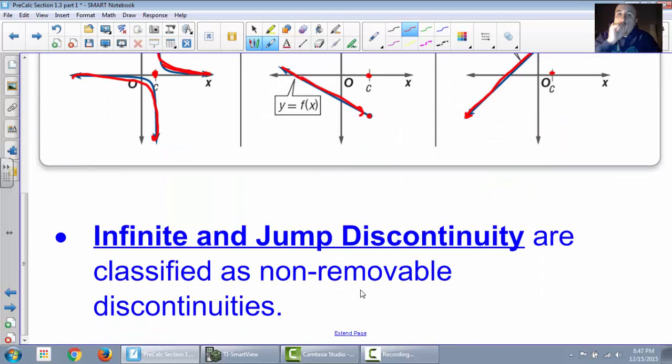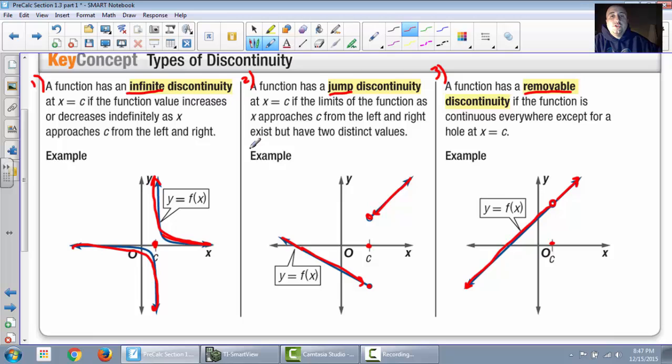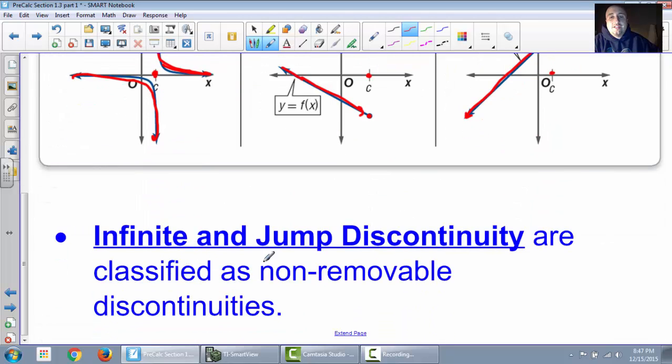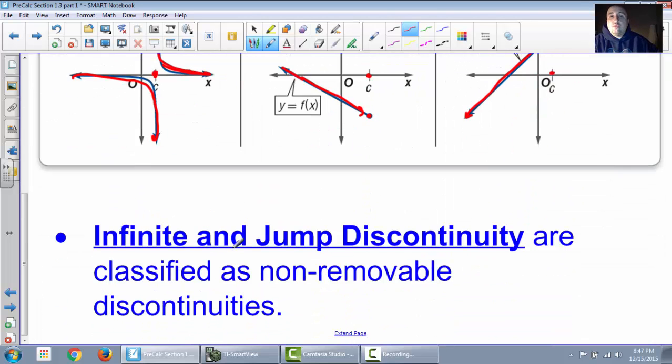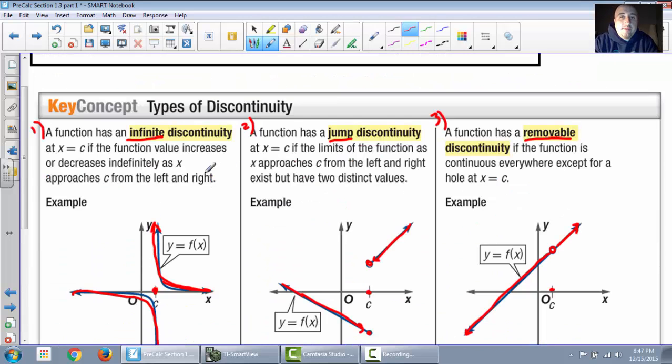All right. This little sentence down here is also important. Infinite and jump, okay, so the number 1 and 2, infinite and jump, are classified as non-removable discontinuities. So it's the opposite of this one. These are non-removable. Can't get rid of them. Okay, and that will make more sense also when we do some more examples.